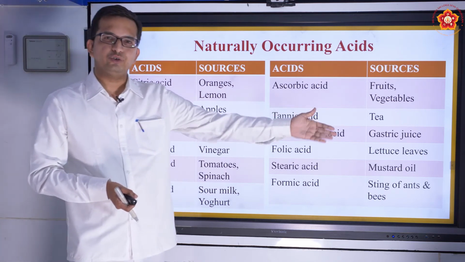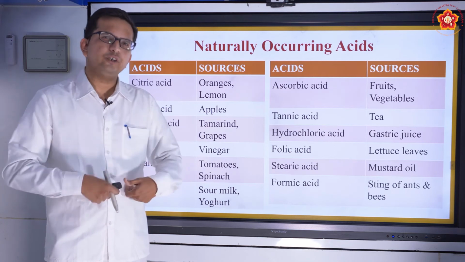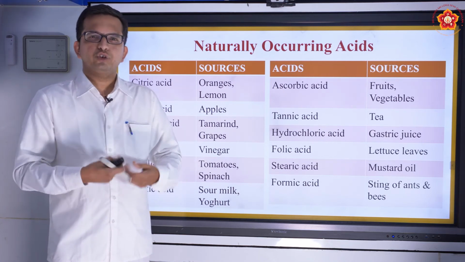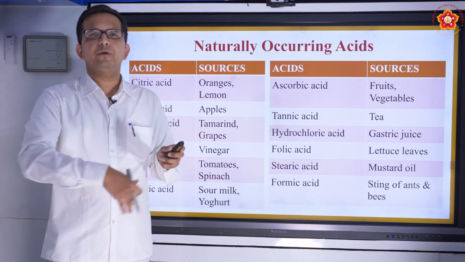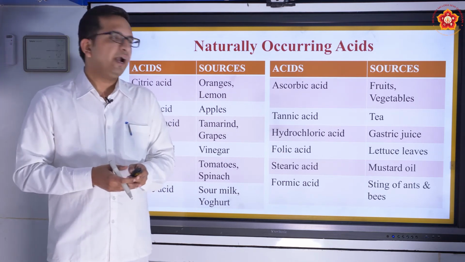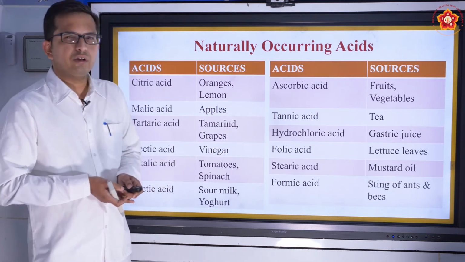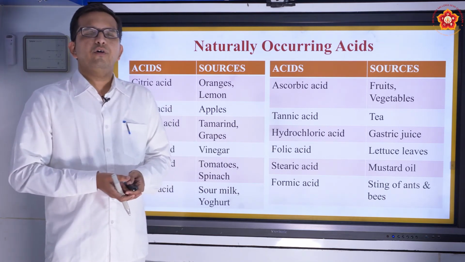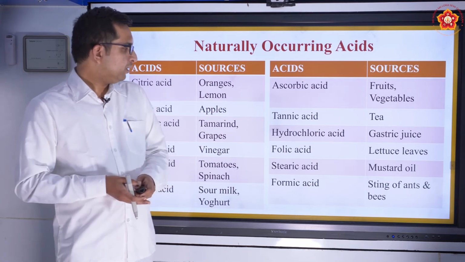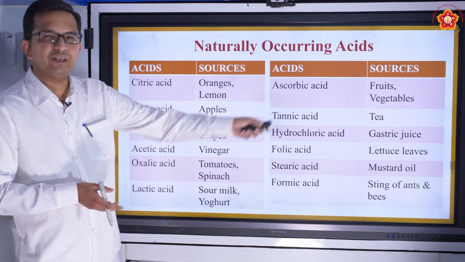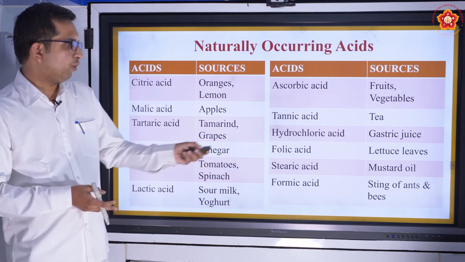Hydrochloric acid, in gastric juice. That was what I conveyed to you, that hydrochloric acid is produced in our body, especially in our stomach. So whenever we eat food, the hydrochloric acid that is present is able to take part in digestion and we will have a healthy state. Suppose there is less production of hydrochloric acid, we see that our digestive system doesn't run perfectly. Then we have folic acid in lettuce leaves, which are generally the large leaves that we find. Stearic acid in mustard oil, formic acid.